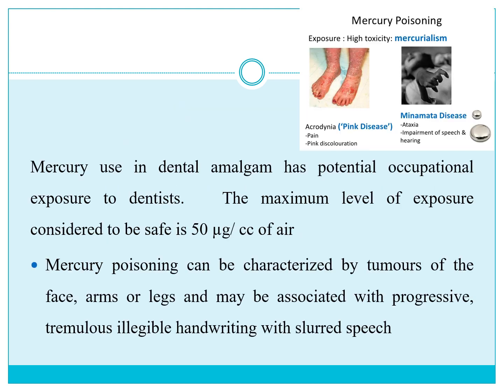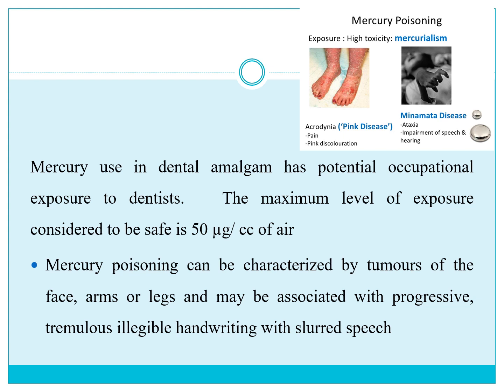As I said, mercury is one of the most common exposures in the dental field, that is, while using dental amalgam, which has been an occupational exposure for dentists. The maximum level of exposure considered to be safe is 50 micrograms per cubic meter of air. Mercury poisoning can be characterized by tremors of the face, arms, or legs and may be associated with progressive tremulous, illegible handwriting with slurred speech.